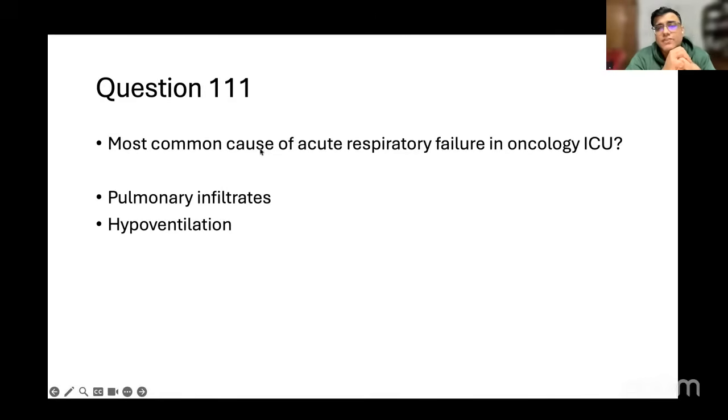Most common cause of acute respiratory failure in oncological ICU, I've already told previously. One of the most common reasons people have respiratory failure is some sort of pneumonia or some sort of respiratory infection or pulmonary infiltrates. So the correct answer here would have been pneumonia or pulmonary infiltrates.